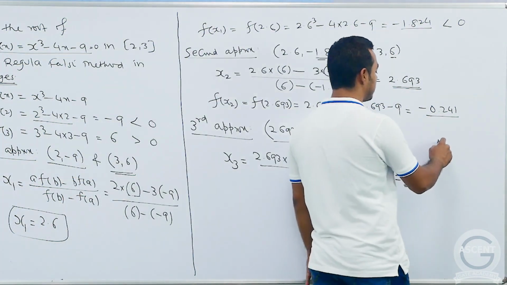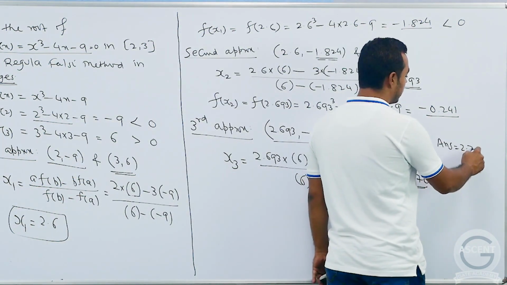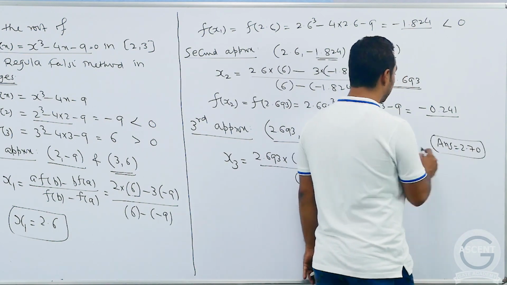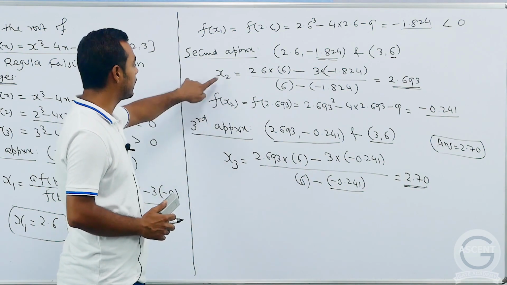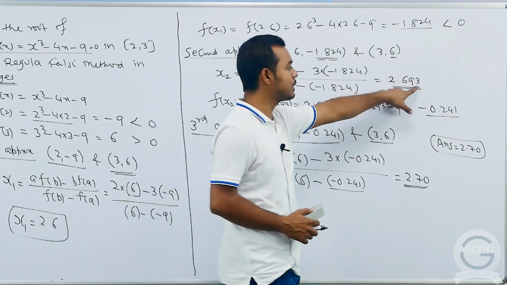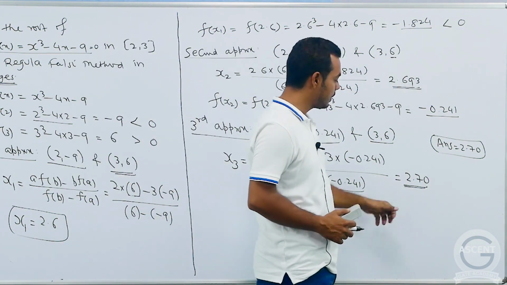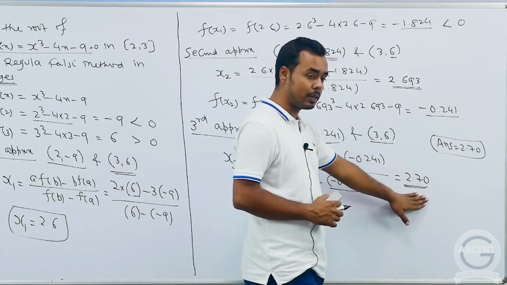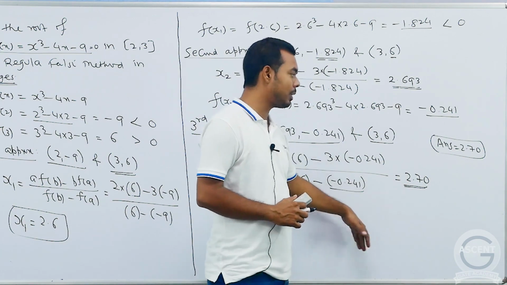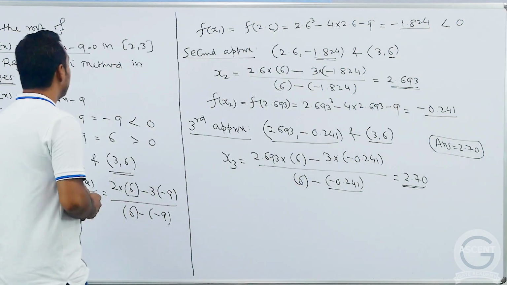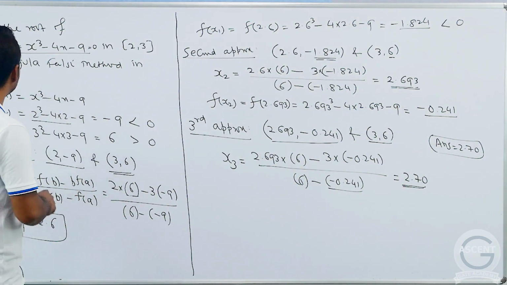So this will be the answer, 2.70. And also you can see that there is very little change in the second and third approximation. Second approximation x2 was 2.693 and the third approximation x3 is 2.70. So since there is very small change between these two numbers, this means we are very close to the actual root. So this was Regula falsi method.